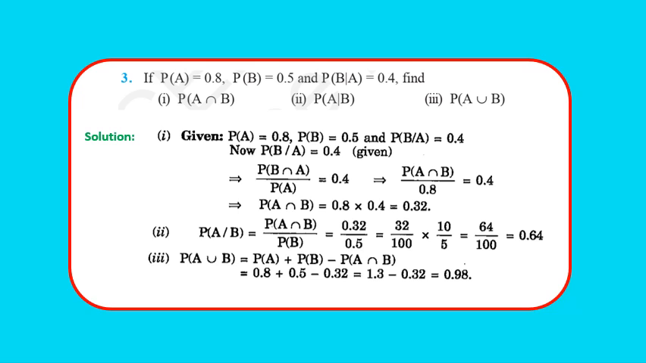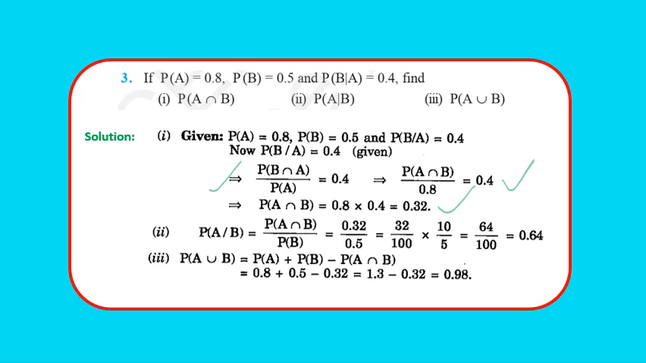Moving to question 3. If P(A) is equal to 0.8, P(B) equals 0.5 and P(B|A) equals 0.4, then find P(A ∩ B), P(A|B) and P(A ∪ B). Now using the formula for P(B|A), we get P(B ∩ A) upon P(A) equals 0.4. So putting the values, we get P(A ∩ B) upon 0.8 equals 0.4. So P(A ∩ B) will be equal to 0.8 multiplied by 0.4, which is equal to 0.32.